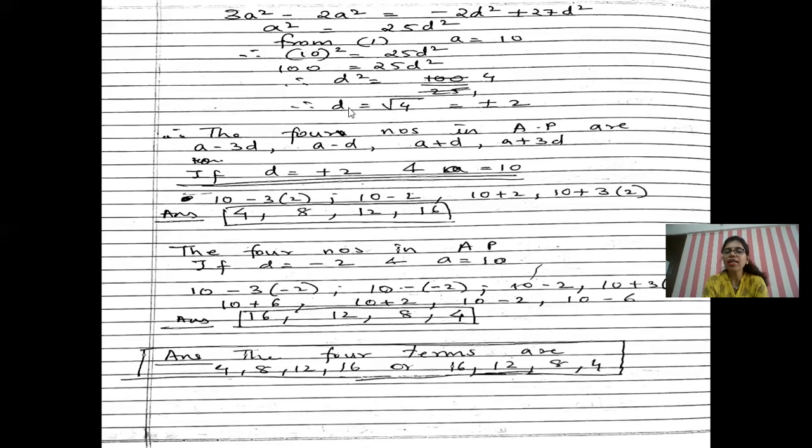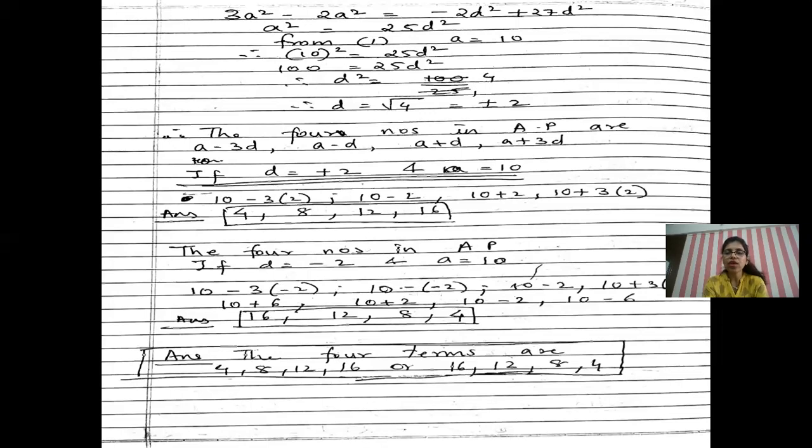So now we have the value of D, we have the value of A. So substituting in the numbers we assumed as the four terms in the AP, we are going to substitute the A value as 10 and the D value we are going to first take as plus 2.